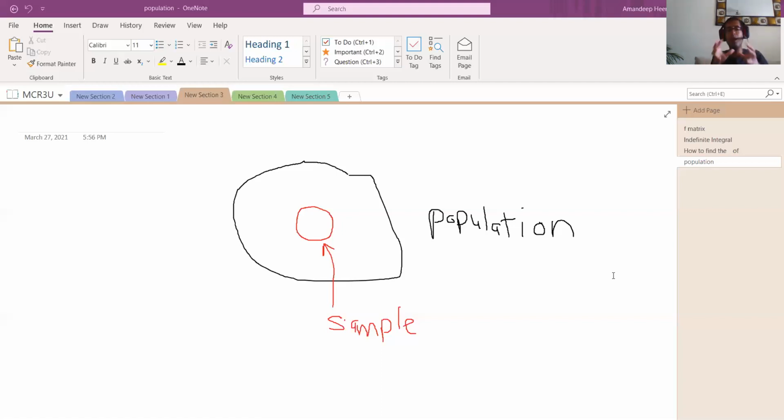Think of it in a picture, as a circle. This black circle you can think of as represented by population, and this red circle is represented by sample. I know they're terrible circles, but just pretend they're circles. This is what I want to illustrate, the idea of a sample versus population. A sample is just a portion of the population. Think of it as a sub-region of the population. I hope this video clears it up.